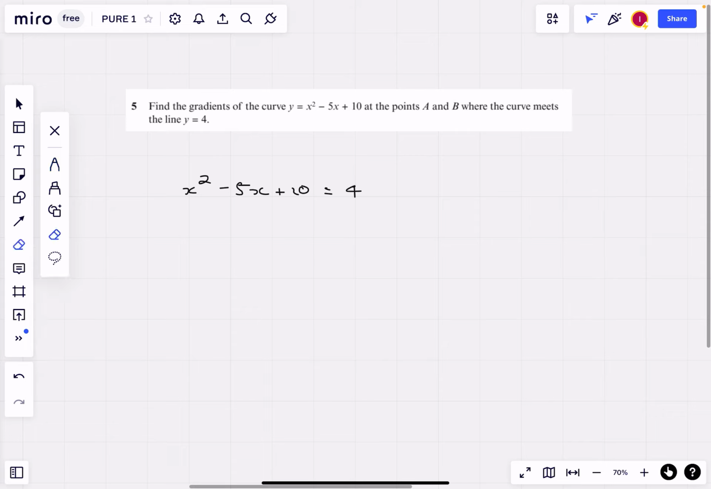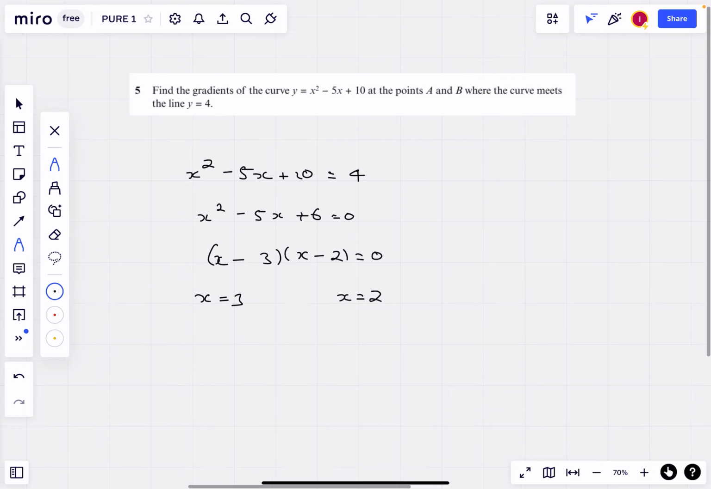Okay, so that means x squared minus 5x plus 6 equals 0. So x is, why have I written 10? 5, sorry. (x minus 3)(x minus 2) equals 0. So x equals 3, x equals 2.